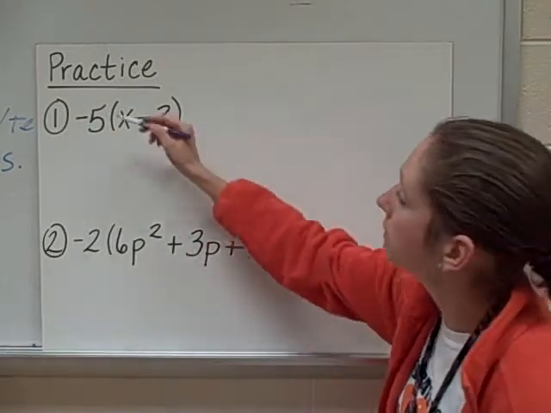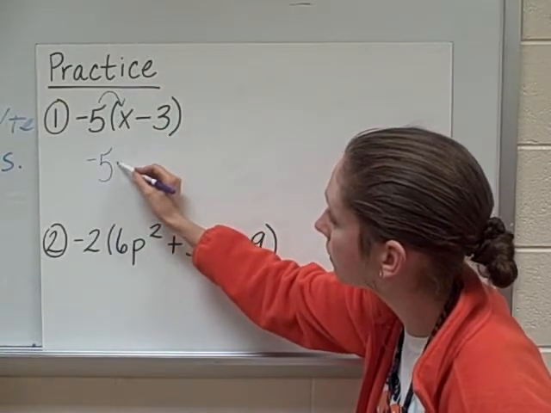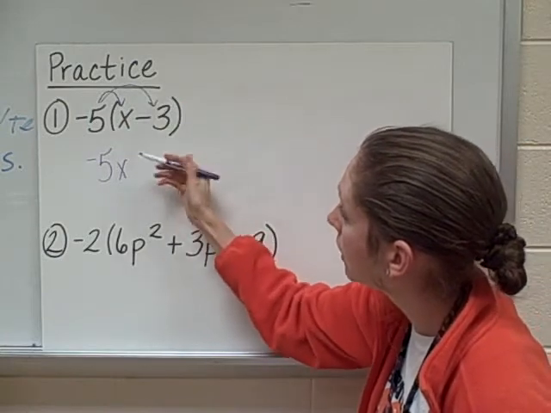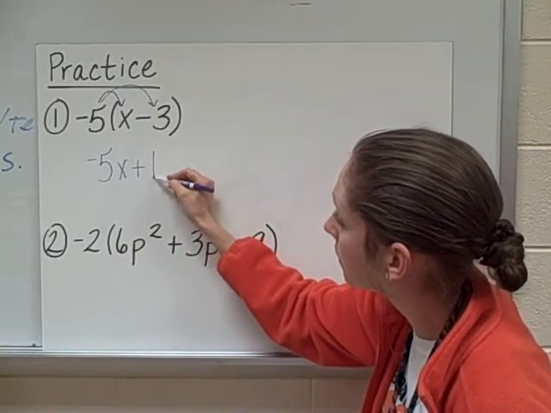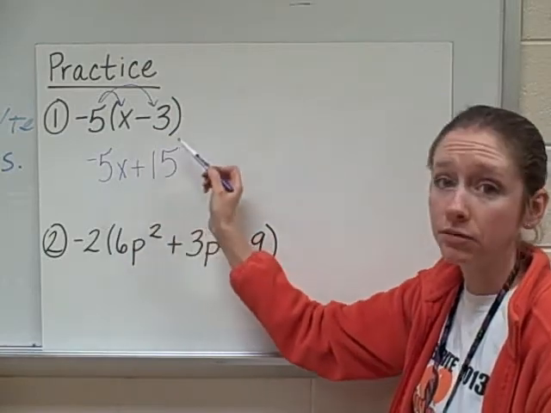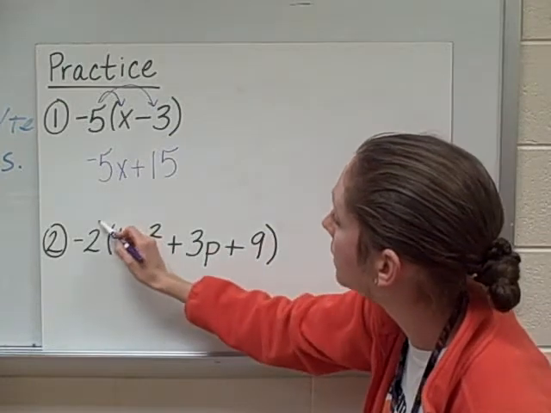Answer for number 1: negative 5 times x is negative 5x. Negative 5 times negative 3 is a positive 15. If you did minus a negative 15, that gives you the same thing, a positive.